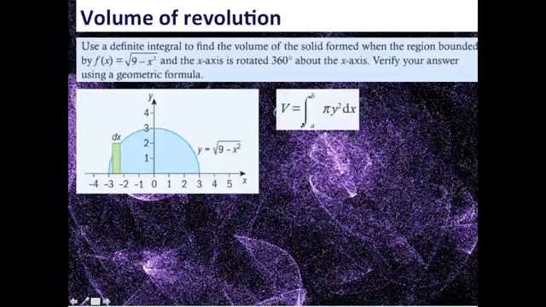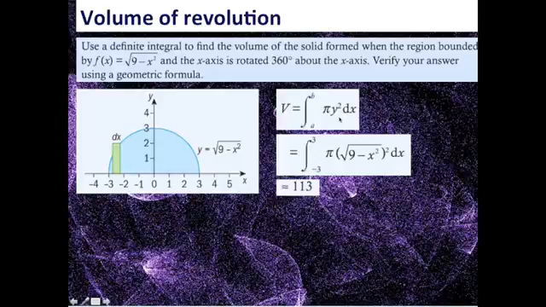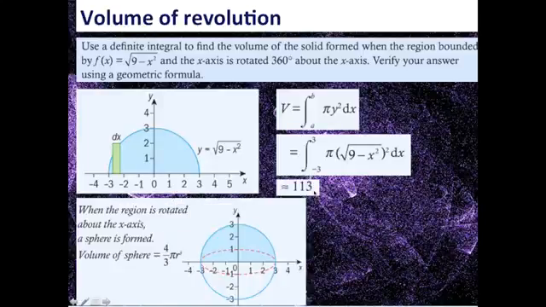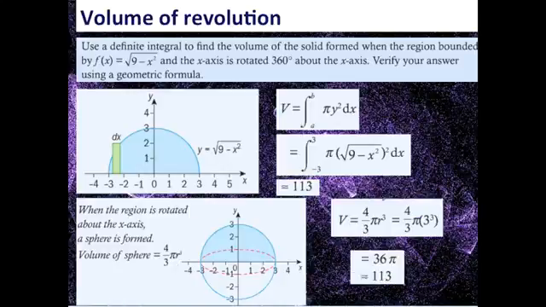So we can use our formula. We're going to integrate pi y squared, so y here is root of (9 minus x squared). When we square that, the root will disappear, and we'll end up with pi times (9 minus x squared). We can put the whole thing in our calculator, and we'll end up with an answer of 113. If you think about it using geometry, if you rotate this 360 degrees, you're going to end up with a sphere. You can use the general formula for the volume of a sphere, 4/3 pi r cubed, which is therefore going to give us 113 as well, so we can verify that.